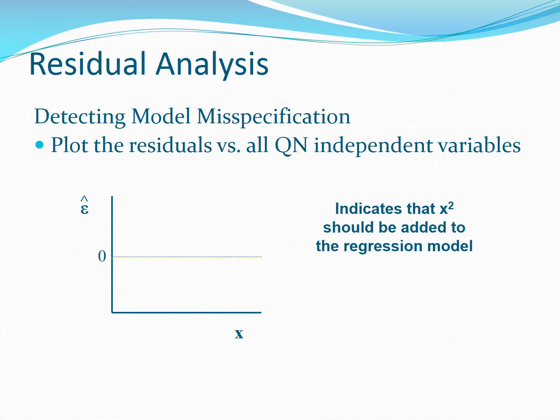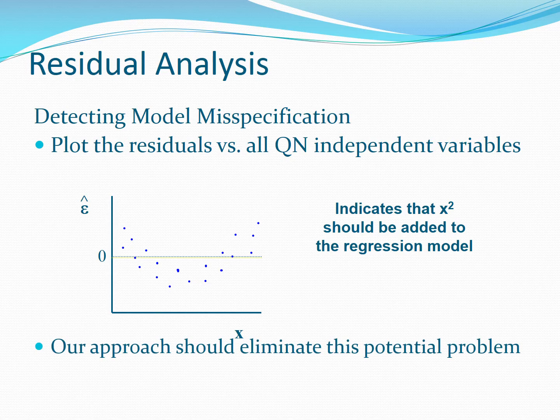The most common problem, you get a plot that looks like this. Now if I say, do you see the pattern here? You should say, oh yeah, I see a curve. That's going to indicate that an x squared term should be added to the regression model. Now what generates this? Well, let me draw you another picture over here.